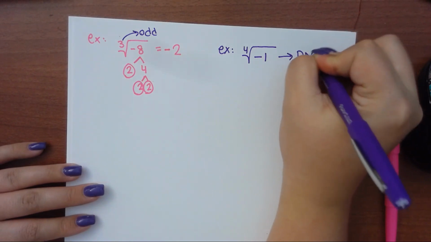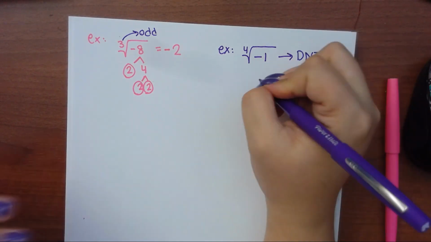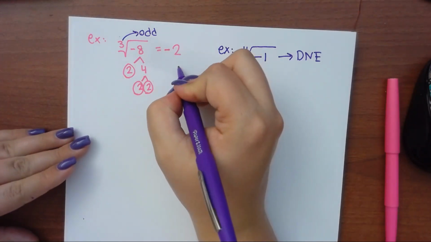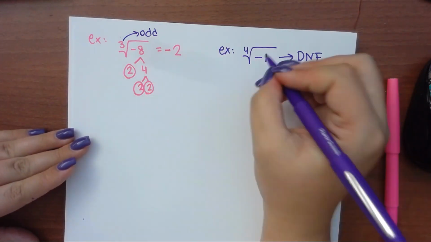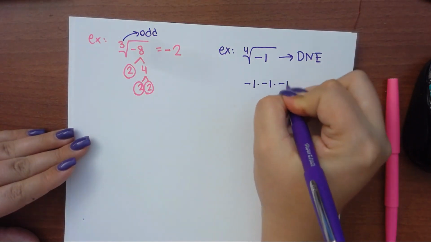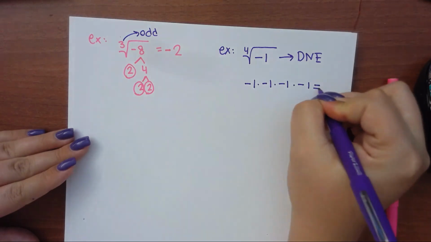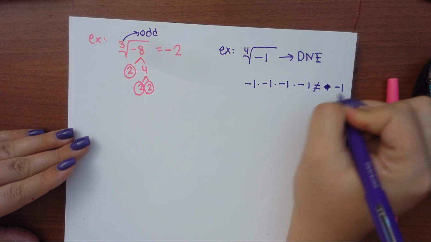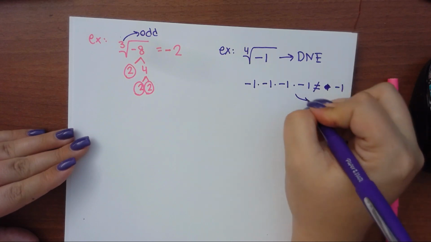Okay? And the reason is because if I were to work backwards to get to negative 8, I have to multiply negative 2 times negative 2 times negative 2. That works. But if I were to take negative 1 and work backwards, negative 1 times negative 1 times negative 1 times negative 1 does not equal negative 1. It equals a positive 1. So therefore, it doesn't work.